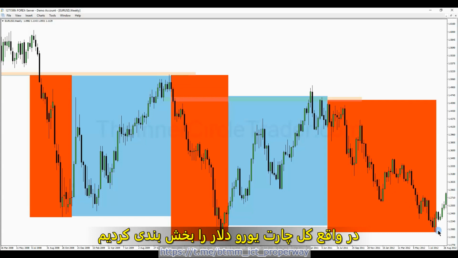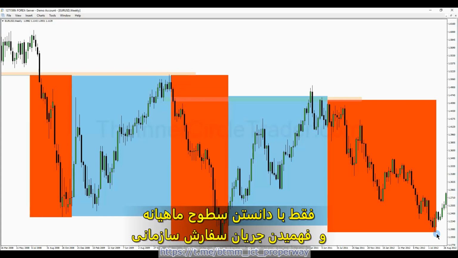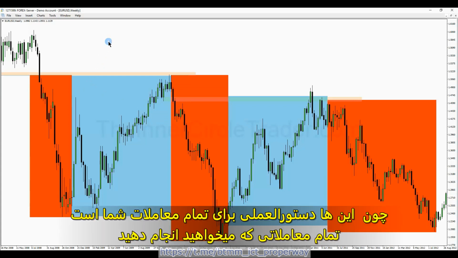Okay, so now what we've done is we've mapped out this entire euro dollar from mid 2008 all the way to mid 2012, just by understanding what the monthly levels on institutional order flow will give us, and understanding those points of reference I showed you in September, what to focus on, because that's the recipe for all the trading you're ever going to want to do. That's it.